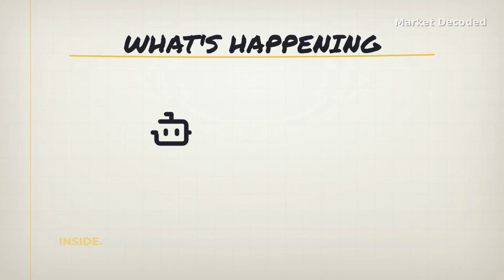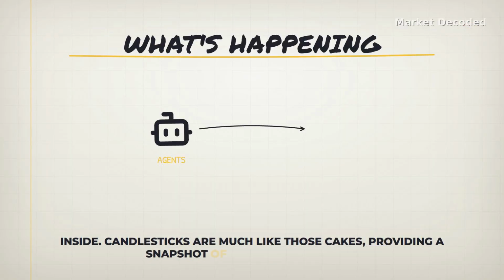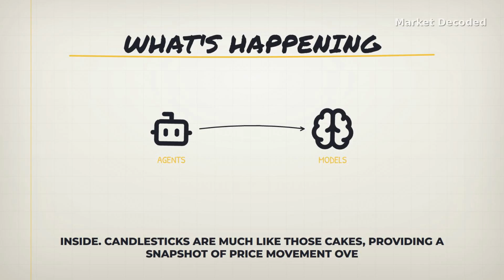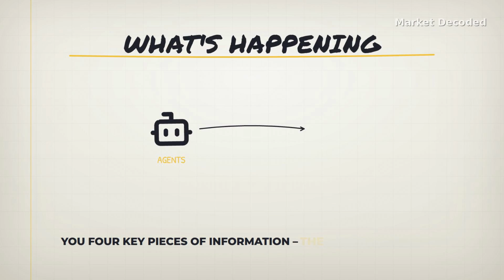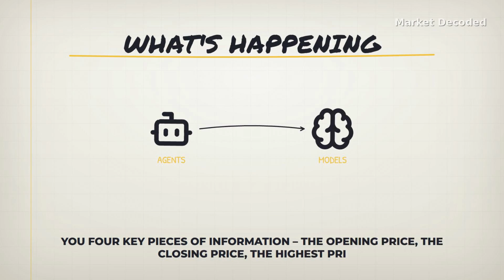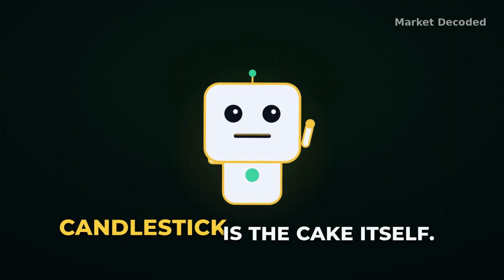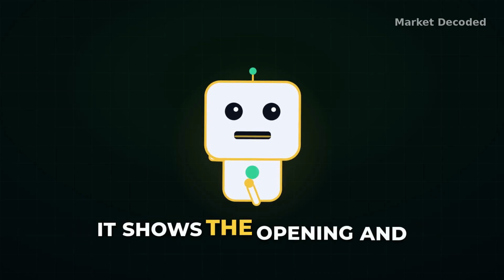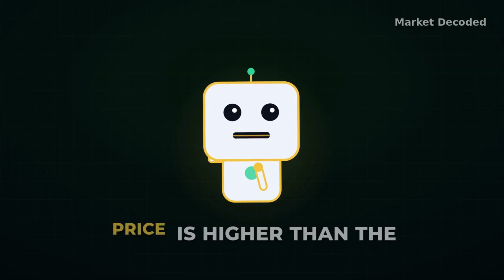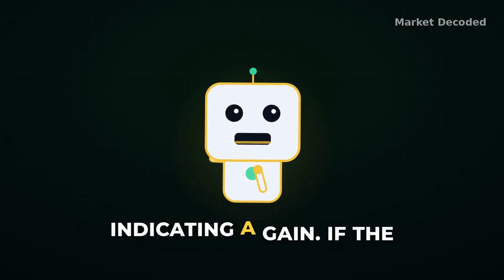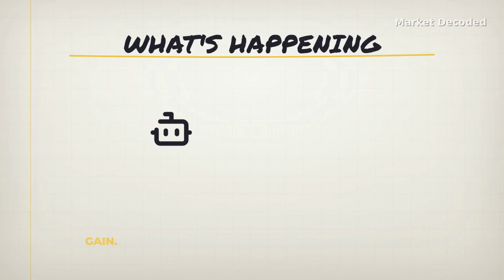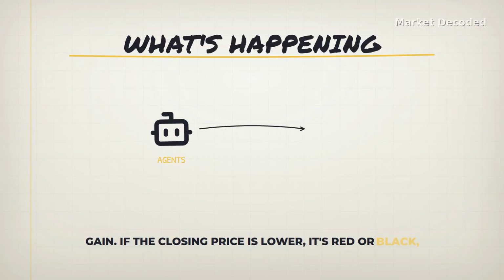Candlesticks are much like those cakes, providing a snapshot of price movement over a specific time period, whether it's minutes, hours, or days. Each candlestick tells you 4 key pieces of information: the opening price, the closing price, the highest price, and the lowest price for that time frame. Picture it like this. The body of the candlestick is the cake itself. It shows the opening and closing prices. If the closing price is higher than the opening price, the body is often colored green or white, indicating a gain. If the closing price is lower, it's red or black, signifying a loss.